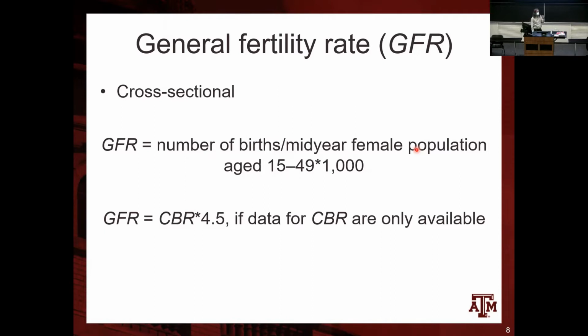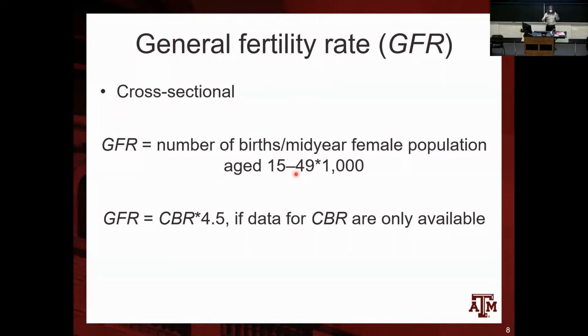Usually for developing countries, you might not have information specifically about the female population in reproductive ages. So if you just have the number of births and the total population not broken down by age group and by sex for women only, you can get an approximation of the general fertility rate by multiplying the previous crude birth rate by 4.5. But usually countries nowadays report the population by sex and at least for these major age groups, right?